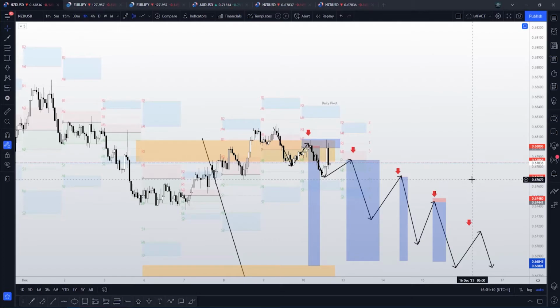So trading with the daily pivots is called day trading, trading with the weekly pivots is called swing trading, and trading on the monthly pivots is called position trading. They are revealed on the daily time frame.